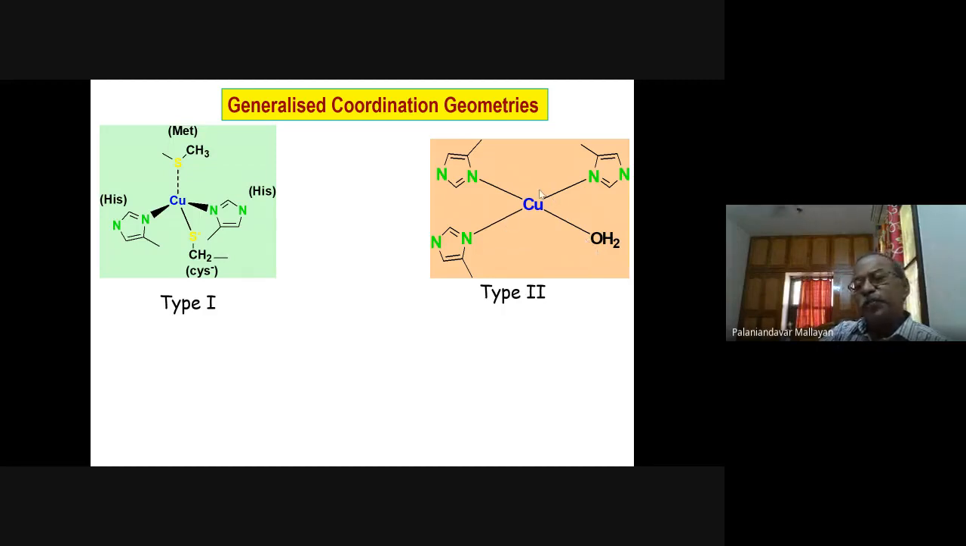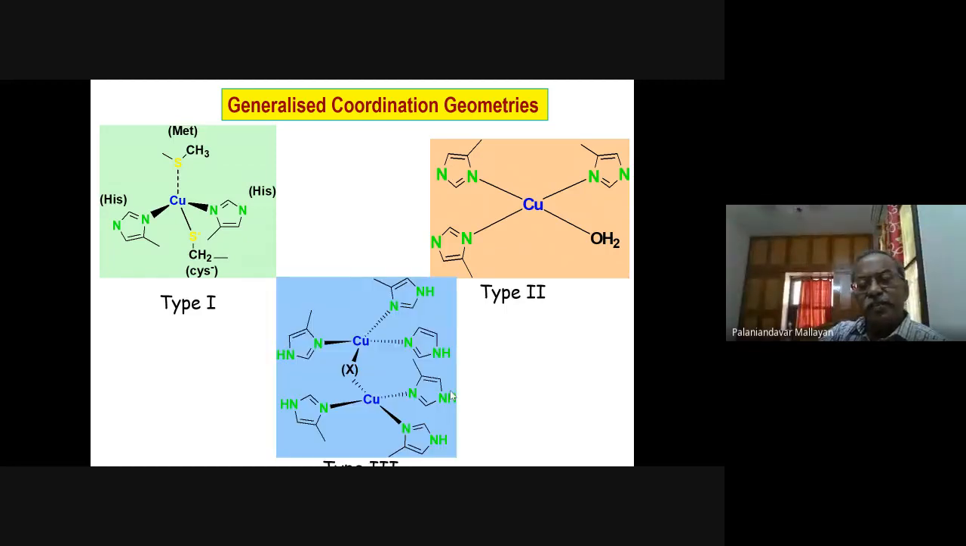Another important point is that the geometry is a distorted one, because that is needed to allow the binding of substrates here. Look into detail how these different types of copper proteins, copper enzymes, are there to activate molecular oxygen.